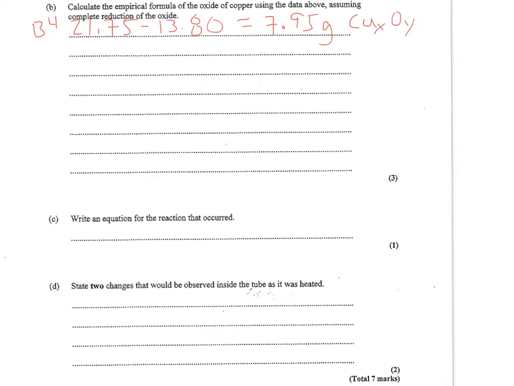And then I also know that my dish afterward weighed 20.15. And at that point, that should be all copper. So when I subtract these and I get 6.35 grams, that should be my mass of copper only. The other thing I need then for my empirical formula is my mass of oxygen, and if I simply subtract these two, I get 1.60, and that difference in mass has to be the oxygen that was driven out.